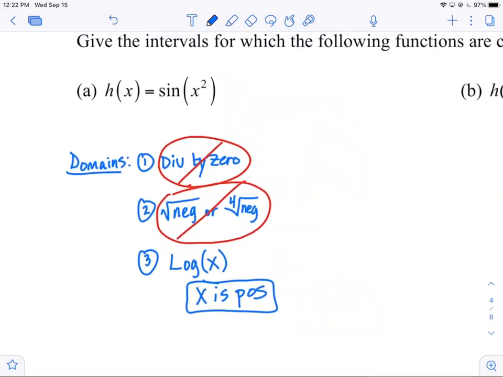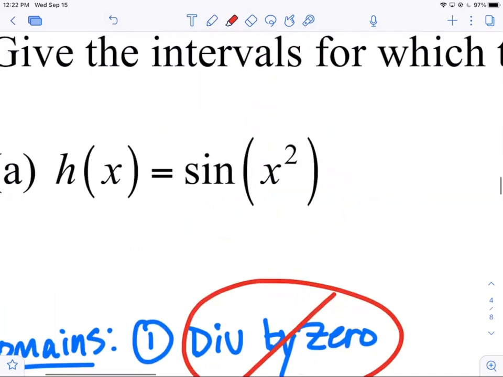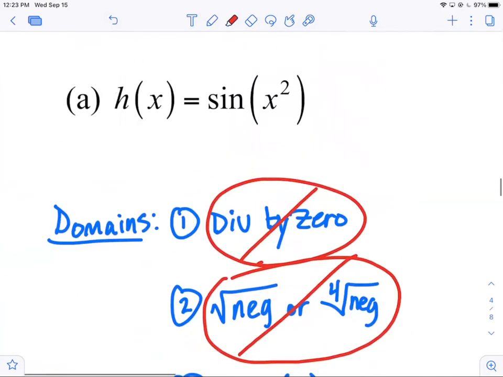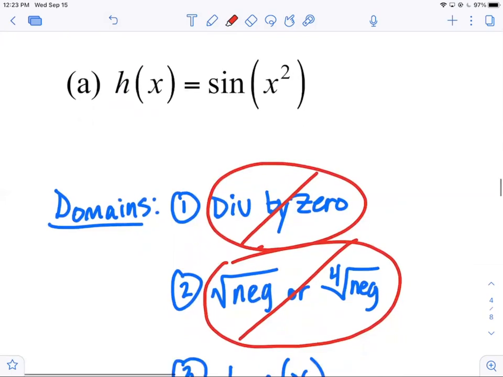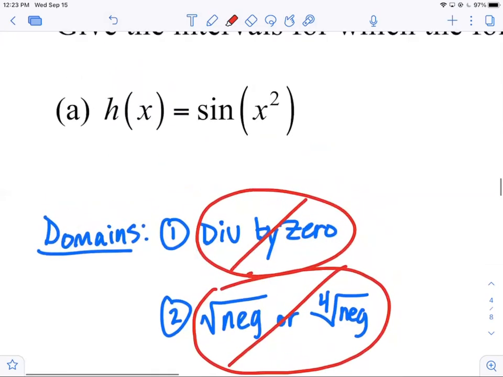So let's look at this one here. I have sine of x squared. Are we ever dividing by 0? Does everyone see division by 0 there? No. No, we're good because sine is continuous everywhere. It's not like we're going to get a vertical asymptote, like tangent. If that were a tangent, we'd have to be careful because now we could get division by 0. Tangent's undefined at odd pi halves. But sine is continuous everywhere. There's no radicals there, and there's no logs. So guess what? The domain is all real numbers.